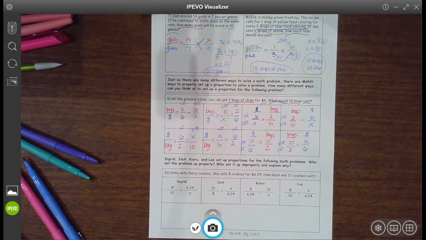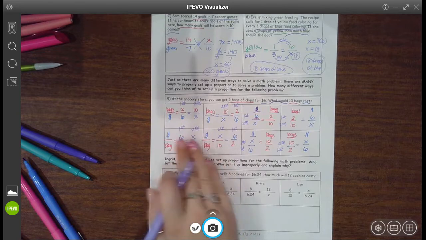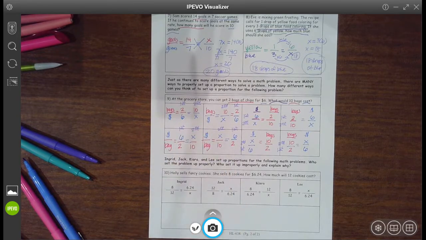Now that we've established there's a lot of different ways to set up proportions, I just typically like to do it this way. Let's look at these people and see who set it up correctly and who made a mistake and wasn't consistent with how they set it up. All right, so we have Ingrid, Jack, Kira, and Lee.